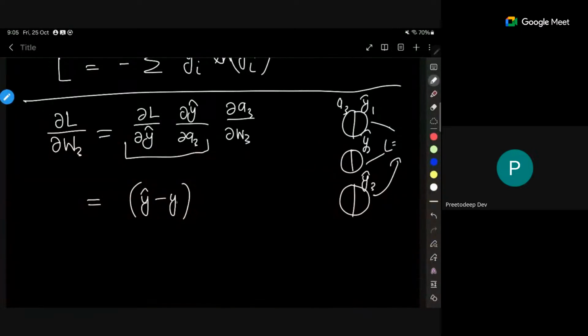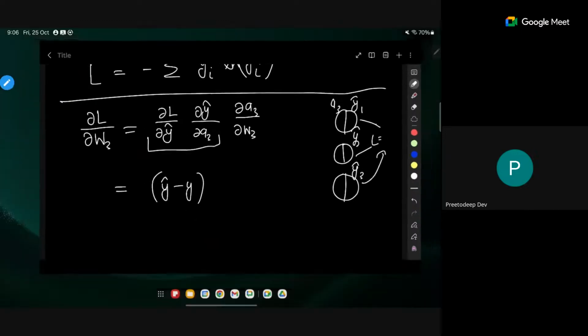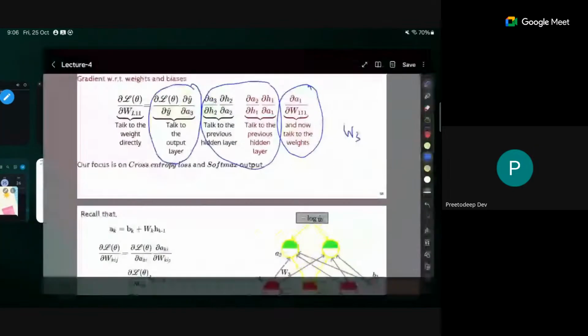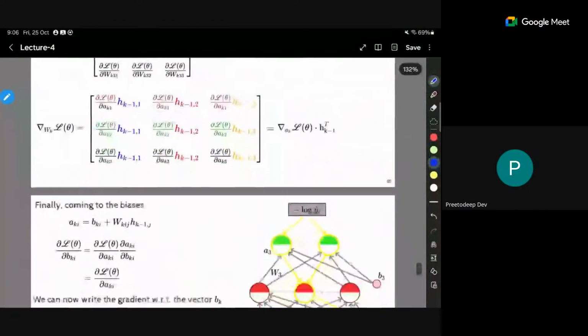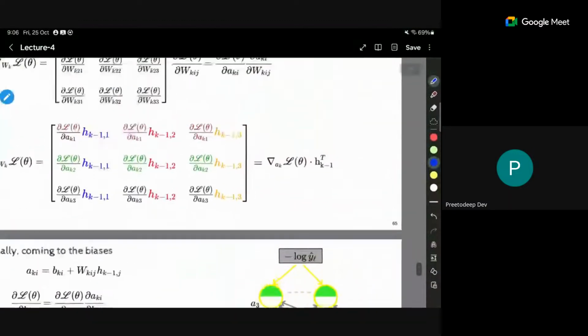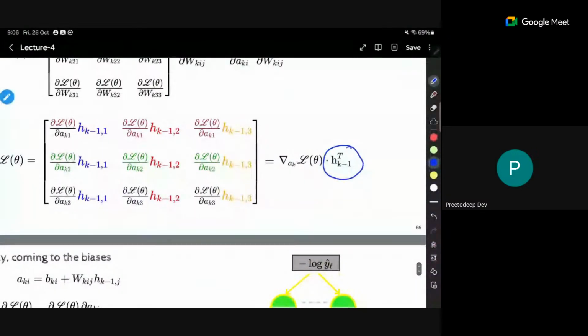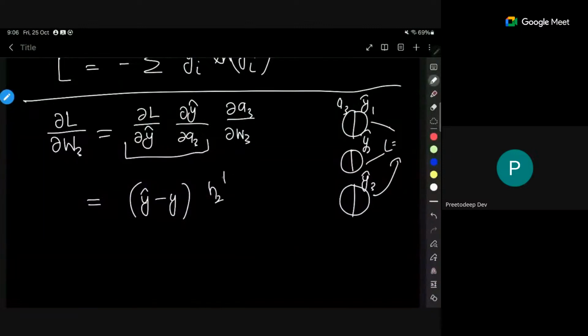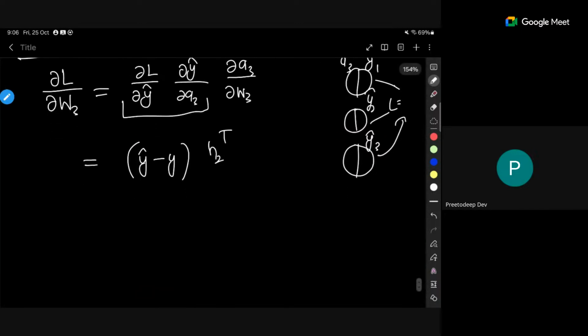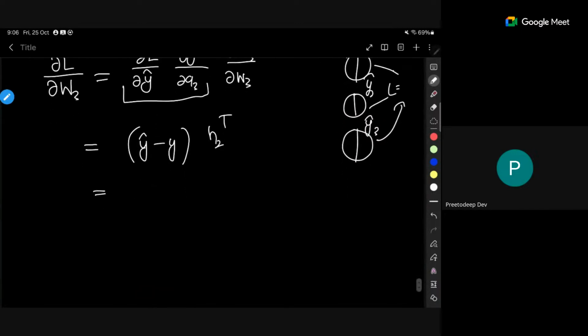So this part I figured out, ŷ minus y. Then if I do A3 with respect to W3, this is a little bit tricky. What you will get is H_(k-1) transpose, or in our case, if I write it, it is going to be H2 transpose. Does anybody have any issue with this H2 transpose? It's clear, sir.